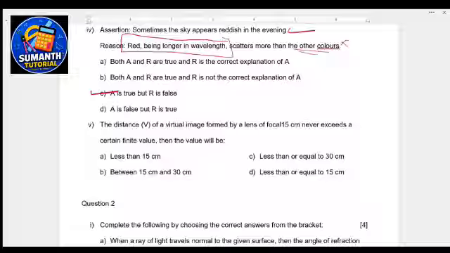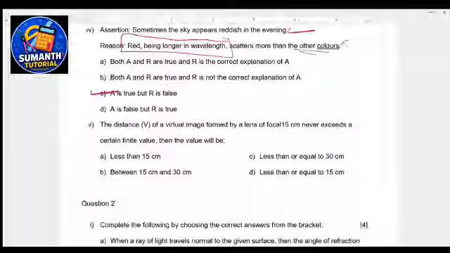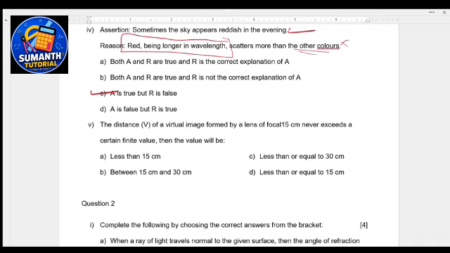To solve assertion and reasoning type of questions, first read the statement very clearly and slowly, then you will be able to understand the content. Now go to the last MCQ. The distance V of a virtual image formed by the lens of focal length 15 centimeter never exceeds a certain finite value, then the value will be.